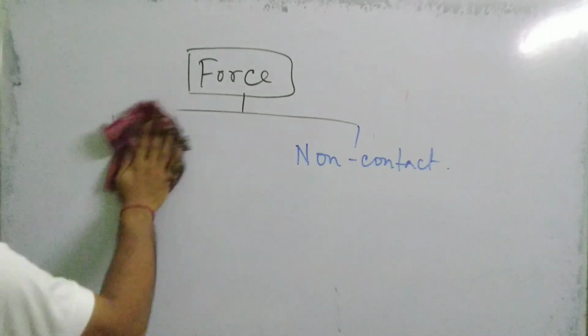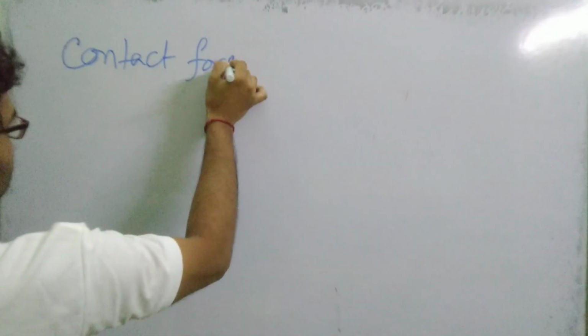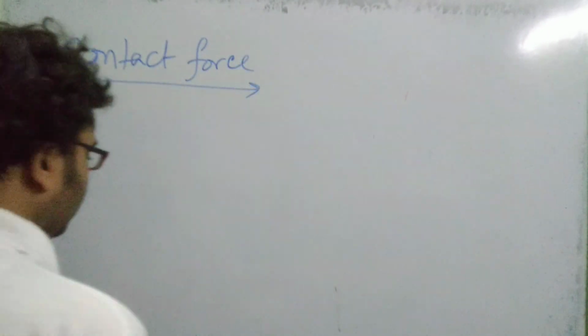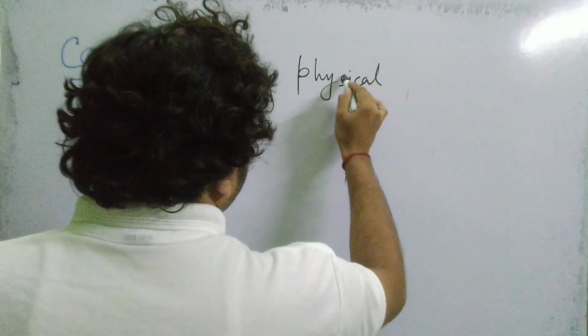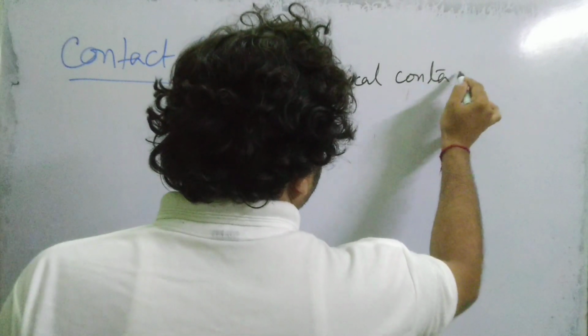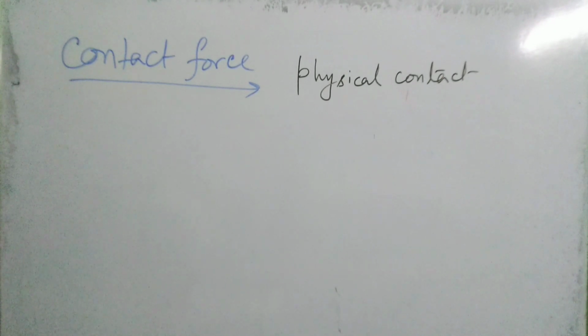Okay. So what are the types of contact forces? Contact forces are applied on bodies by making a physical contact. For a contact force to exist, there must be a physical contact between the two bodies. This is an important keyword. Only then does this kind of force come into play. Physical contact between two bodies. Okay, fine. Now what are the kinds of contact forces?